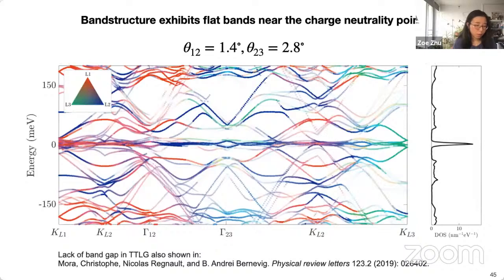But this gives us some idea of what's happening. Despite the messiness of the bands, we notice that the bands near the Fermi level are actually pretty flat. And indeed, that corresponds to a sharp peak in the density of states, because this point is near the magic angle, as we predicted. The third thing you would immediately notice is that the system really does not have a band gap, as in the TBLG system. The lack of band gap in TTLG has also been shown by Professor Bernevig's group in this paper. So the system has to be a perfect metal.